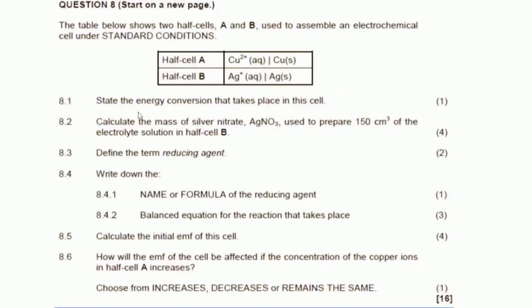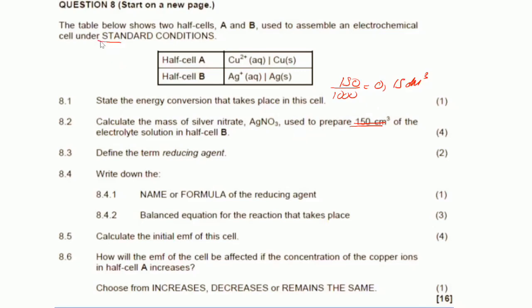Then 8.2: calculate the mass of silver nitrate, AgNO3, used to prepare 150 cm³ of electrolyte solution in half cell B, right? So how do we do that one? We can see that here we are given the volume, 150 cm³, but then we know if our volume is given in cm³, immediately we convert it by dividing by 1,000, right? So this becomes 0.15 dm³. Now it is in the desired SI unit.